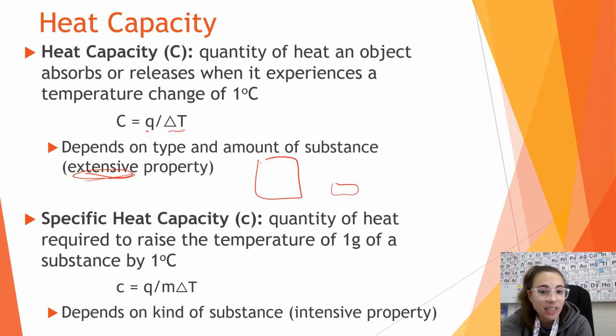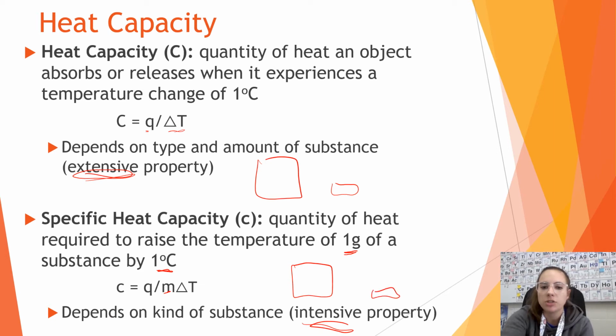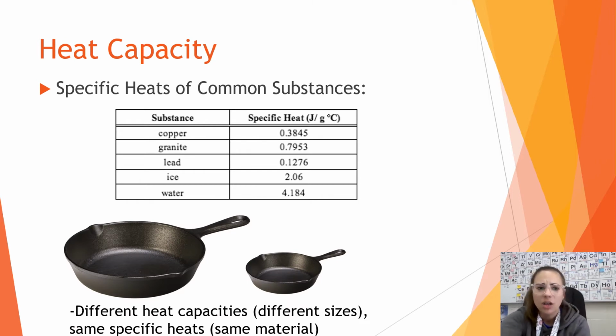Now, specific heat capacity is the quantity of heat required to raise the temperature of 1 gram of a substance by 1 degree Celsius. So now we take into account the mass. So it only depends on the kind of substance. It's an intensive property. This much water and this much water would have the same specific heat, because it would take 4.18 joules to raise 1 gram by 1 degree Celsius. Doesn't matter how much of it you have. So this is kind of showing that again. We have 2 cast iron pans. The larger one is going to have a higher heat capacity than the smaller one just because it's more material there. But they would have the same specific heat. They would both have whatever the specific heat of iron is.